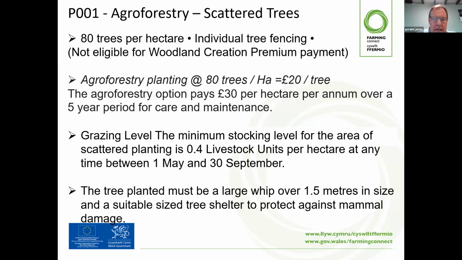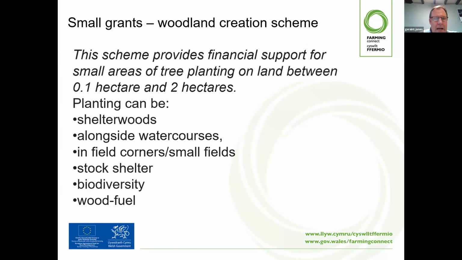Grazing level, some of the issues that are linked to it. The grazing level has a minimum stocking level for the area of scattered planting at 0.4 livestock units per hectare at any time between 1st of May and 30th of September. The tree planted must be a large whip over 1.5 metres in size, with a suitably sized tree shelter to protect against mammal damage. So that's the agroforestry grants. There is also probably a more suitable option, although not identified as agroforestry, when we have a small grants scheme and a small woodland creation scheme.